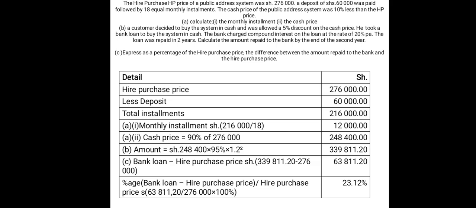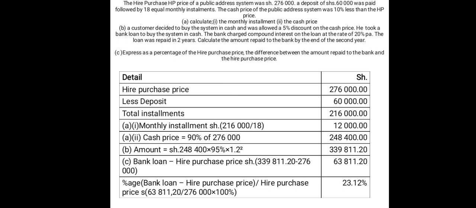Now, part A1, we have been told to calculate the monthly installment. So the monthly installment shall take the total installment of 216,000 divided by the number of installments, which are 18. We get that each monthly installment was 12,000 shillings.